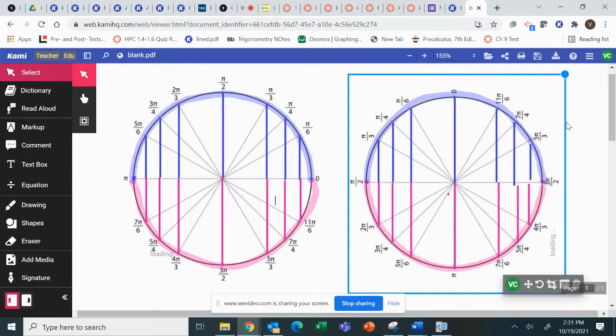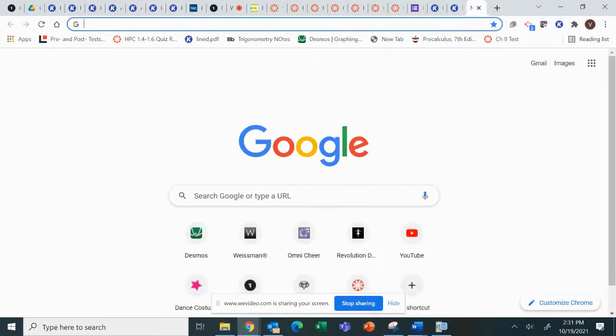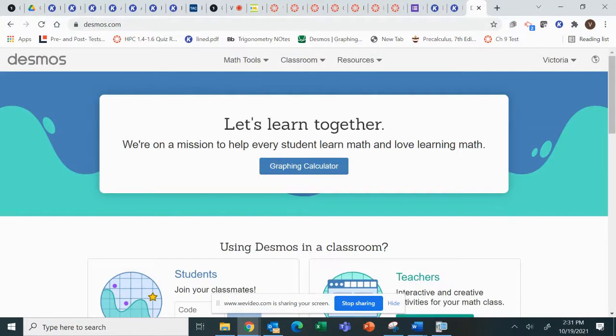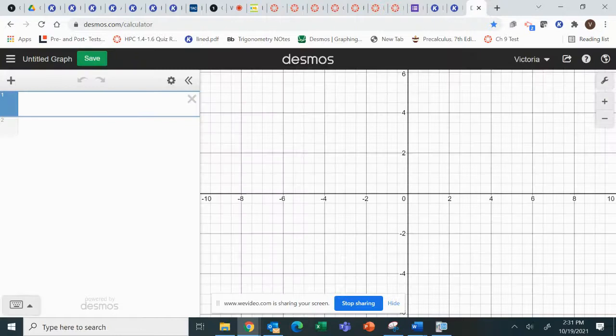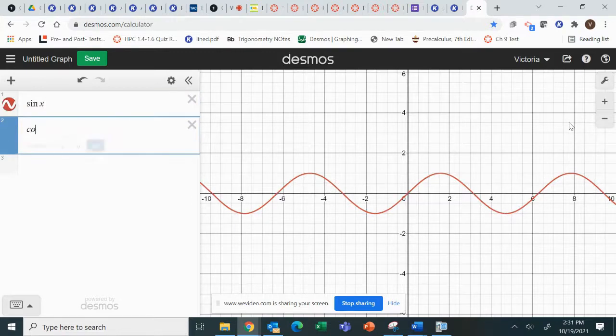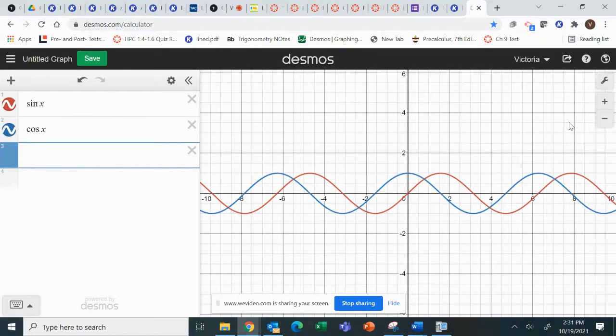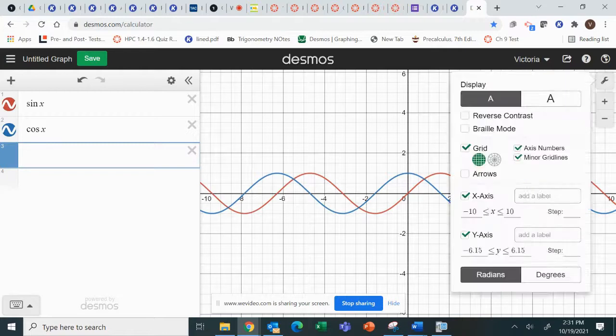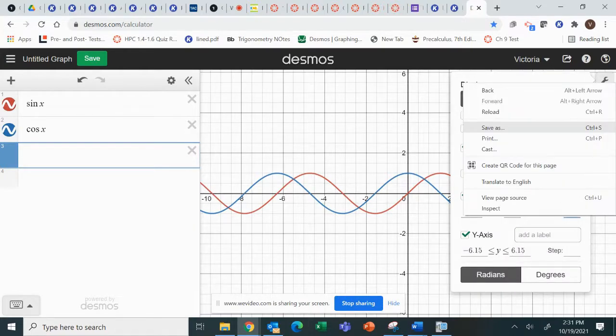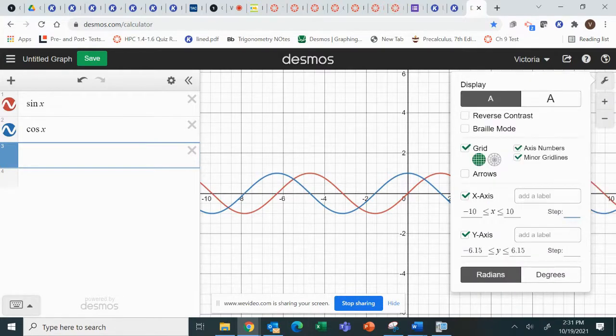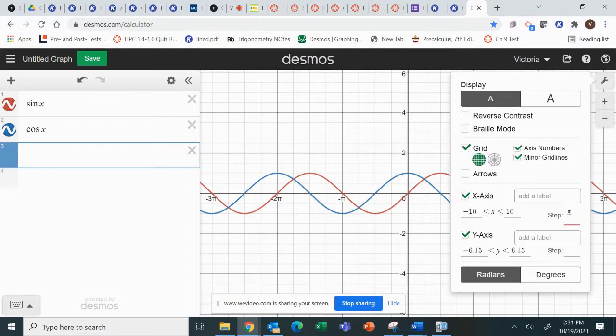Here, let me open up Desmos real fast. You can see how identical they are. And then we'll go and graph them. So I will graph sine x and cosine x. Let me just change my x-axis so I'm counting by radians.